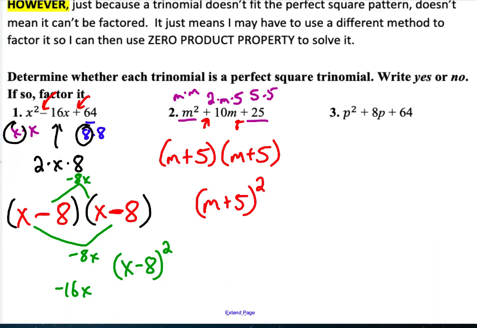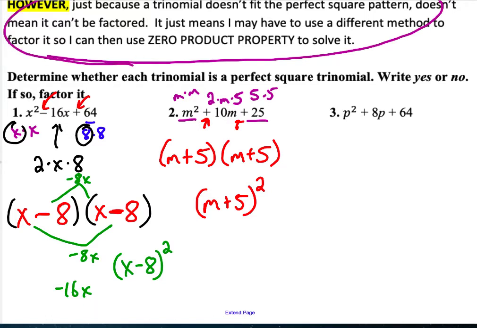So notice this part up here. Just because it doesn't fit this pattern doesn't mean it can't be factored. It just means we have to try some of our other strategies. So this one has a 1 in front of the p squared, so it's just one of my basic ones. So let's see if we can factor it. It's a plus and a plus.